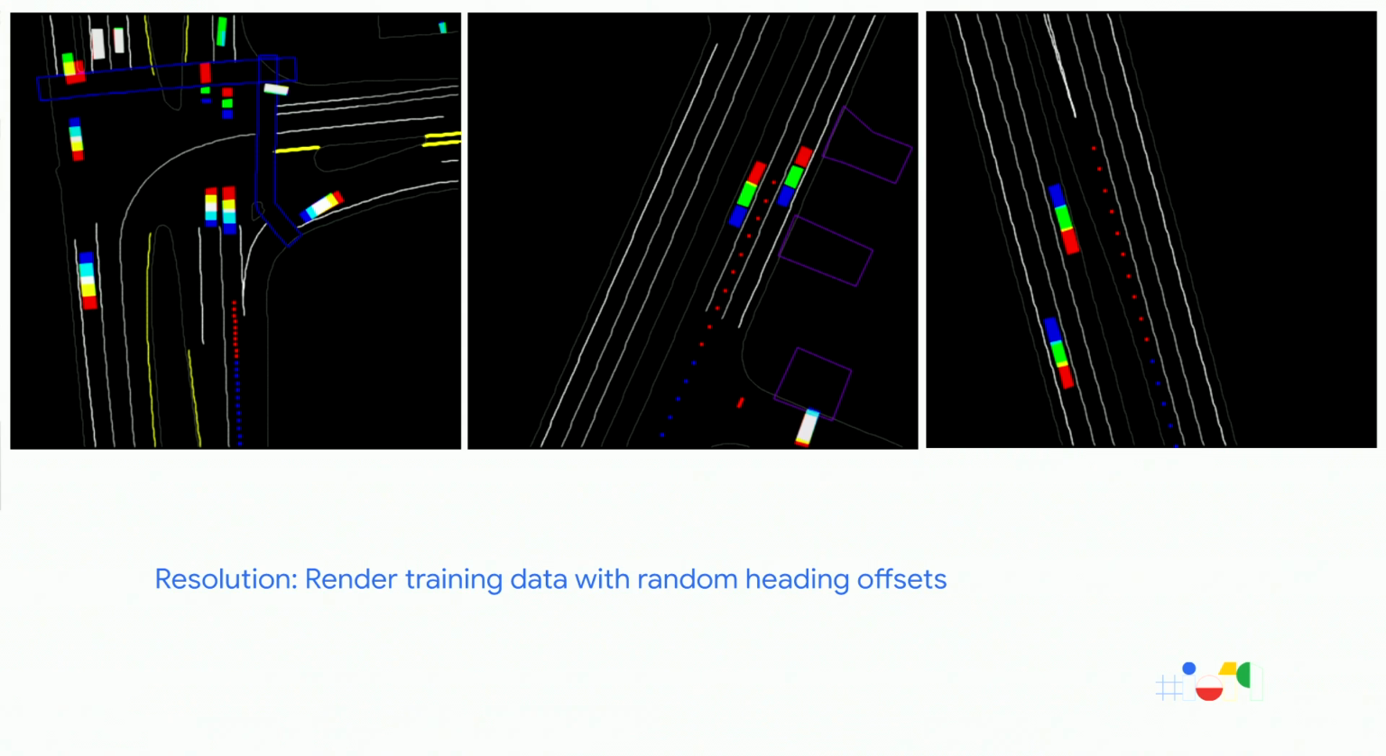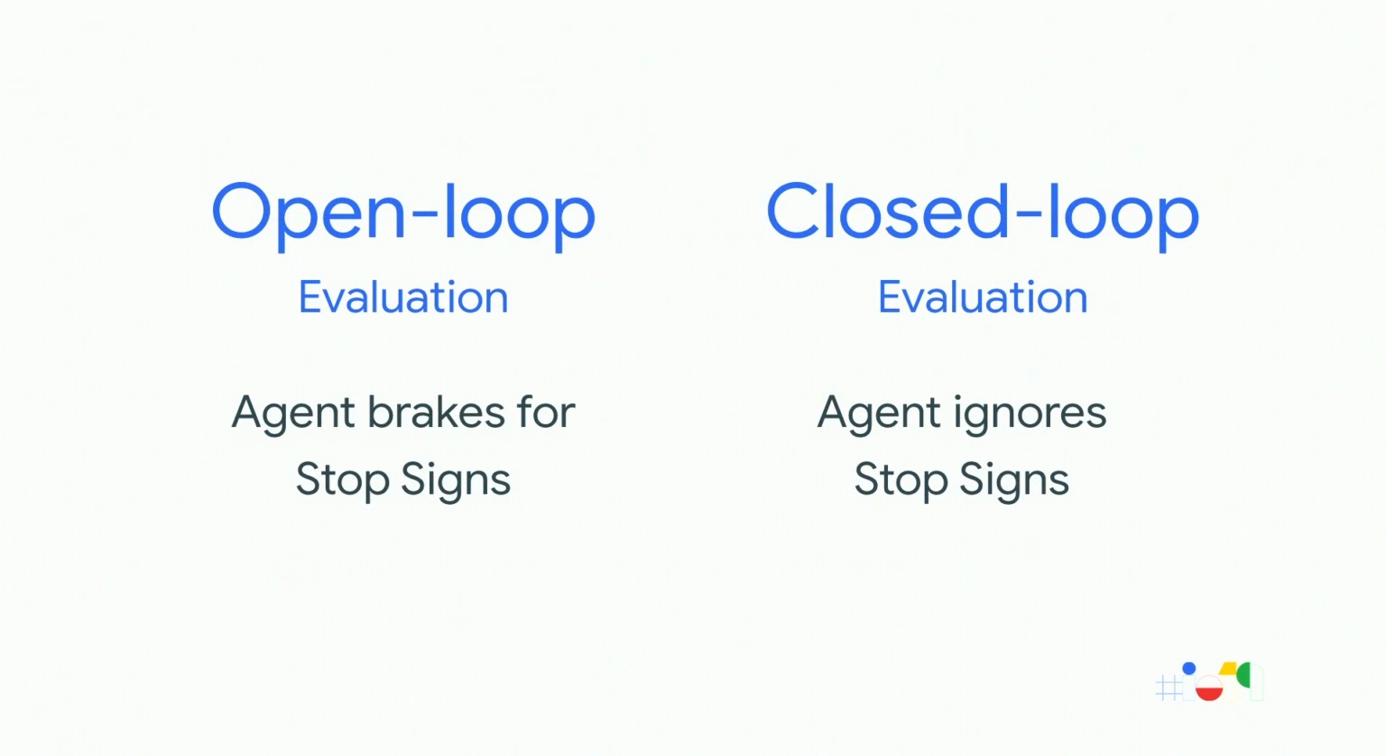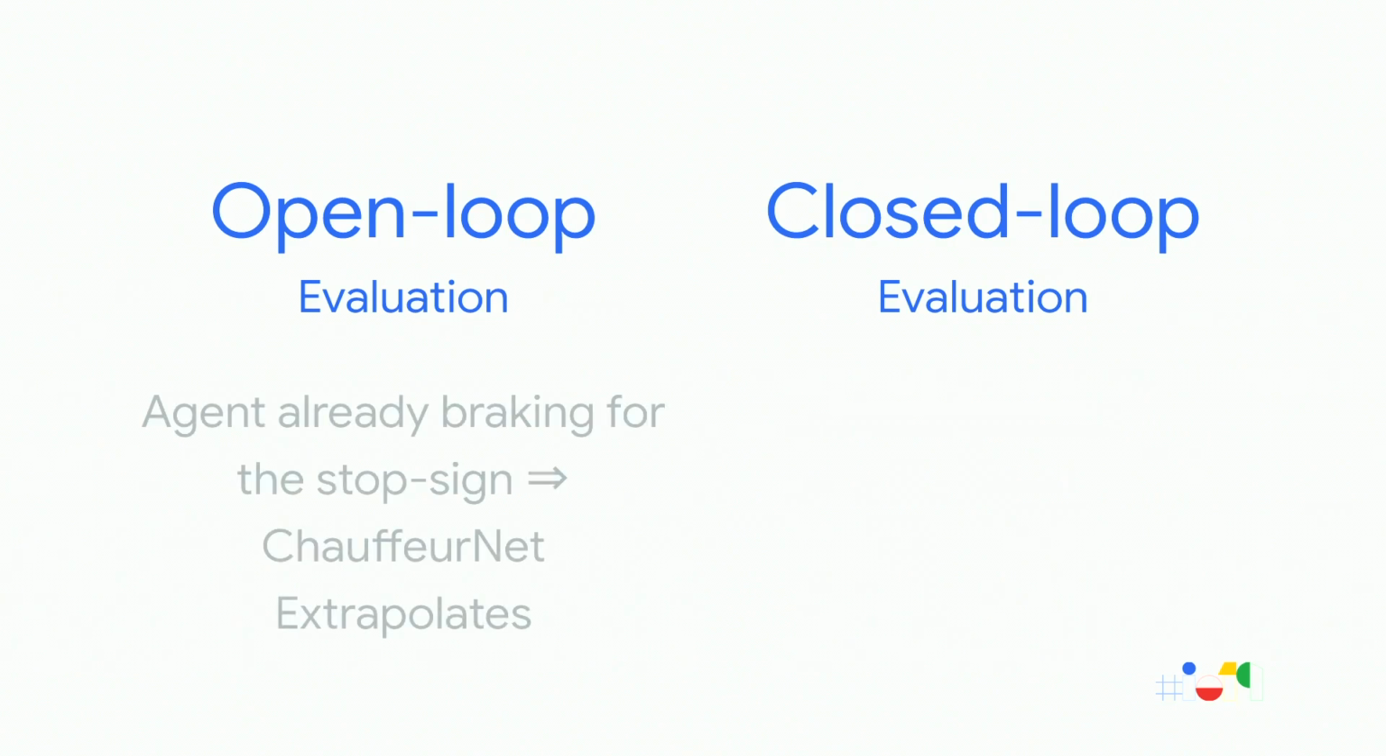Now the next task that we evaluated the net at was related to stop signs. Once again, we find in open loop, the agent stops for a stop sign. But in closed loop, it actually never stops and continues driving past them. Now this one is a little bit more interesting.